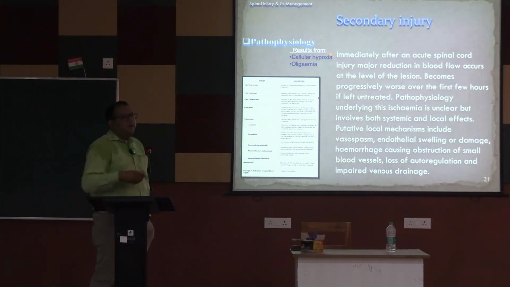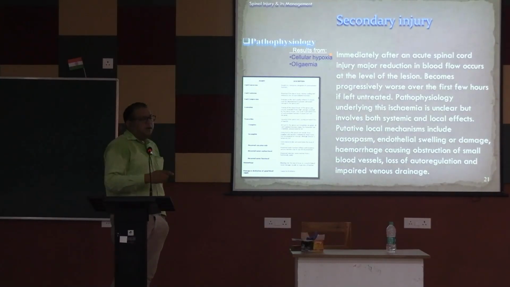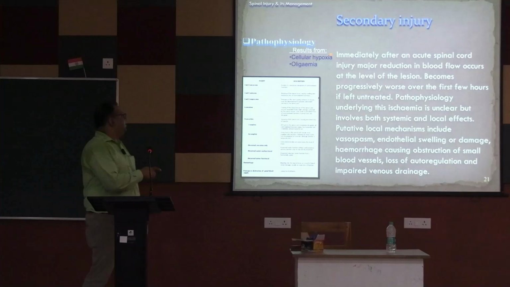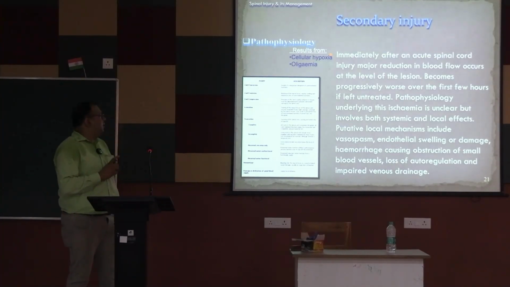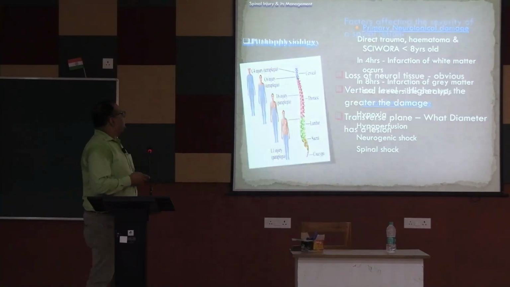And secondary is afterwards, the moment of spinal shock has gone by, then the secondary injury will occur due to cellular hypoxia, oligemia, and also due to the hematoma formation. So this you don't need to know.